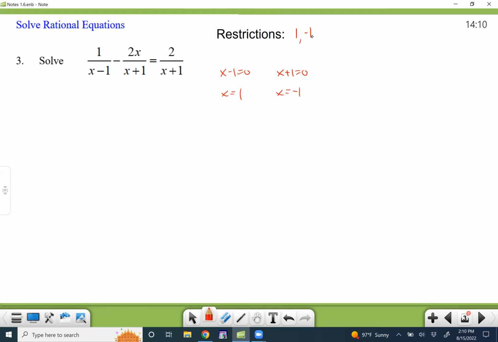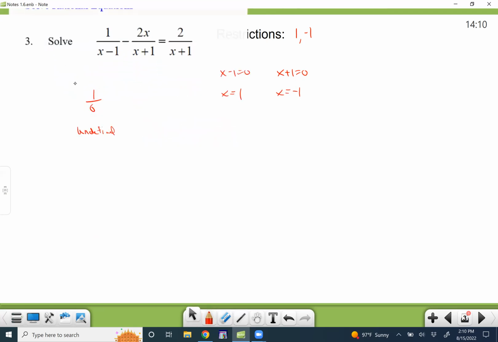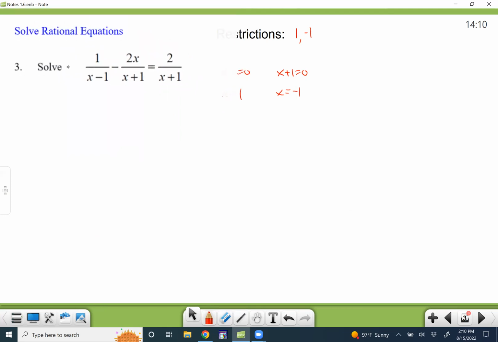Now those aren't allowed because if you plug a 1 in for x, 1 minus 1 gets you 0 in the bottom, and that would make no sense. Our first term would be undefined. So we're going to make sure that we write our restrictions first, because sometimes they'll show up as solutions and we've got to be wise enough to know that those are extraneous solutions.